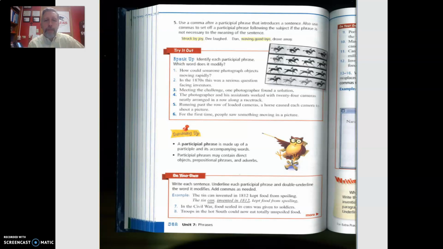Struck by joy, Dee laughed. So here's an example where if a participial phrase begins a sentence, you need a comma after it. It's kind of like a subordinate clause. When it began a sentence, you had to put a comma after it. But remember that when you had a subordinate clause in a complex sentence and it came at the end, you didn't have to put a comma there. So keep that in mind.